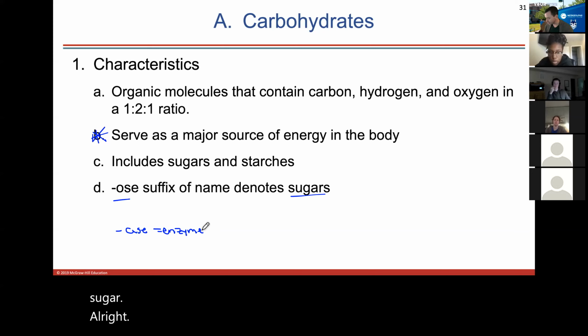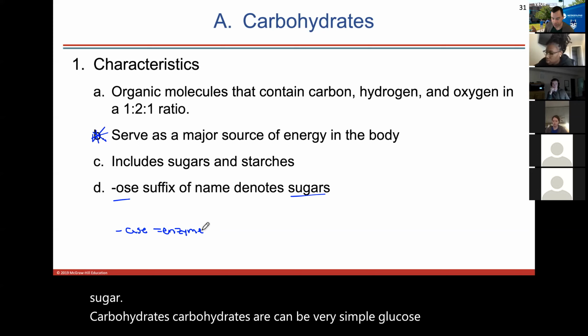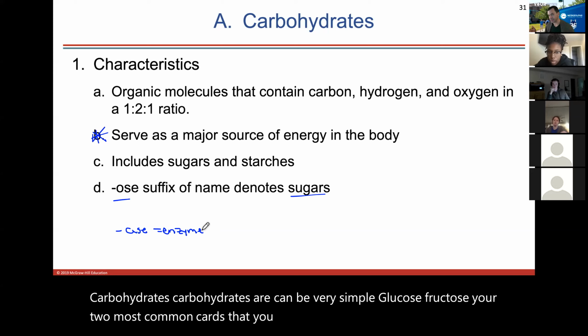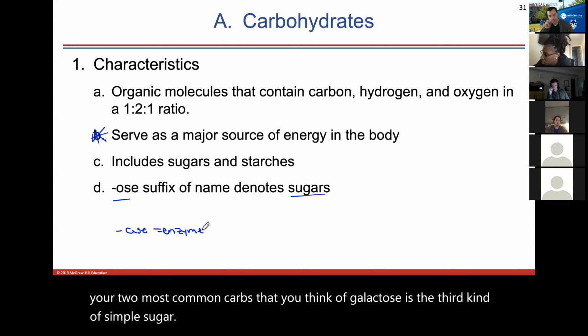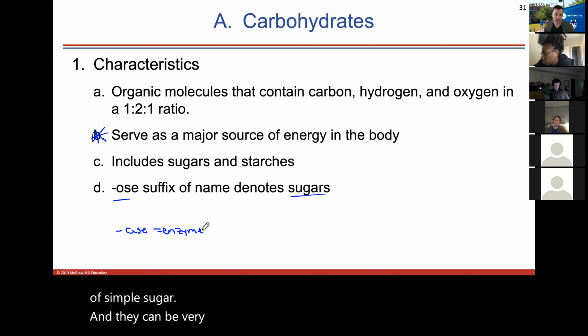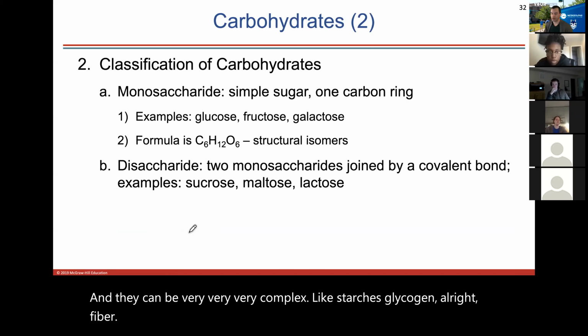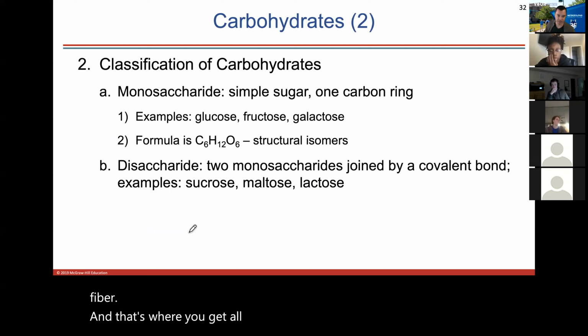Carbohydrates can be very simple: glucose, fructose, your two most common carbs that you think of. Galactose is the third kind of simple sugar. And they can be very, very complex, like starches, glycogen, fiber. And that's where you get all the varied functionality of these things.